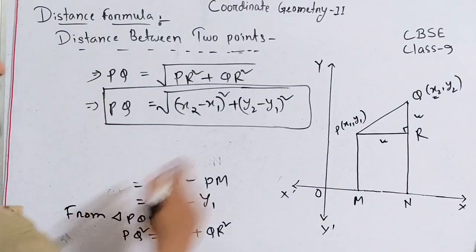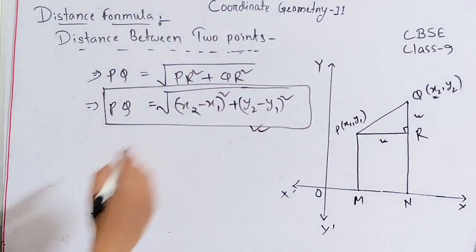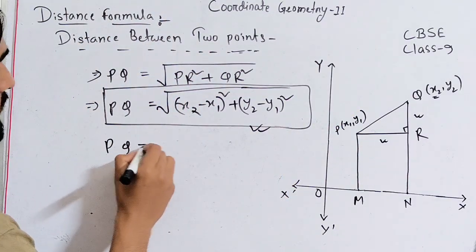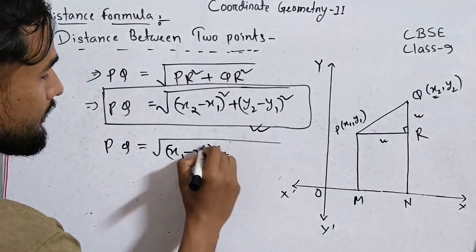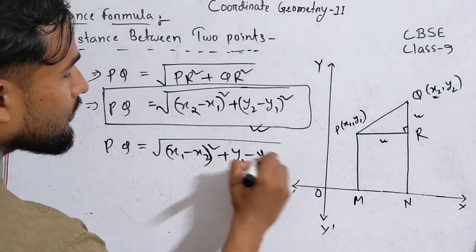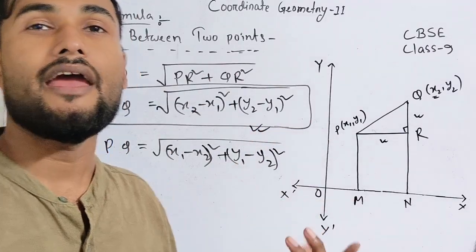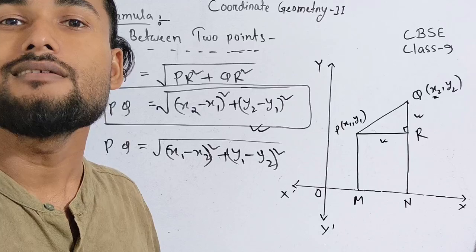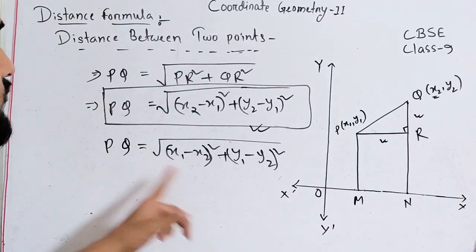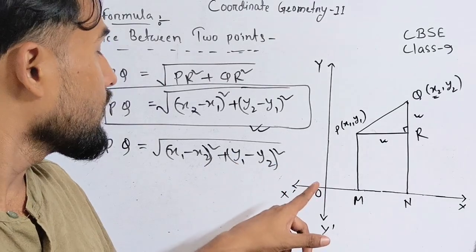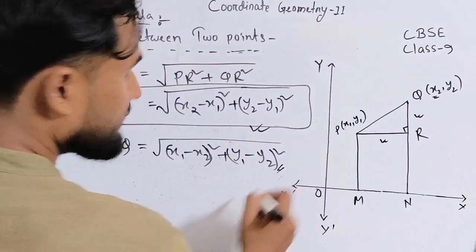Now complete it, but we can write another thing here. We can write like this also: x1 minus x2 whole square plus y1 minus y2 whole square, same to same. Because (a minus b) whole square and (b minus a) whole square are the same. That's why we can write PQ equal to root over (x1 minus x2) whole square plus (y1 minus y2) whole square. Okay, this much completed.